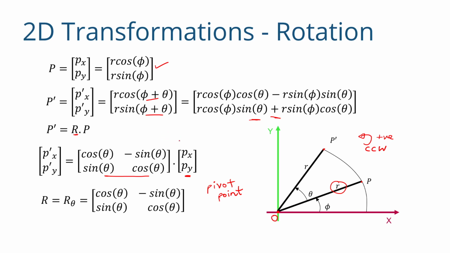So if I rotate a square, it will stay a square. Its size will not change. The lengths of the sides do not change. The angles inside the square do not change. Just the orientation of the square changes.